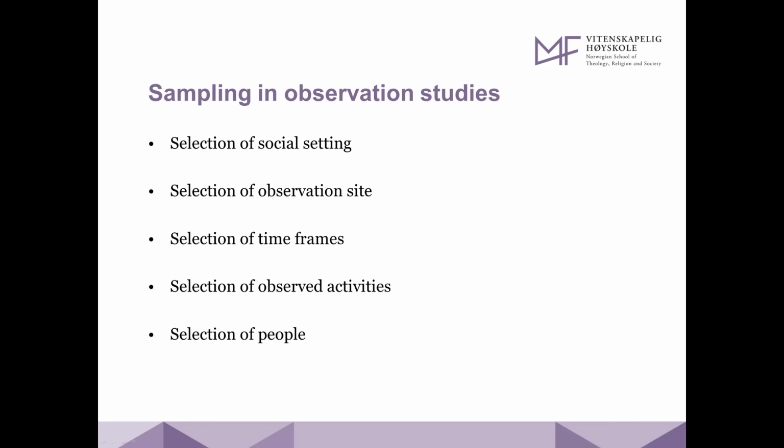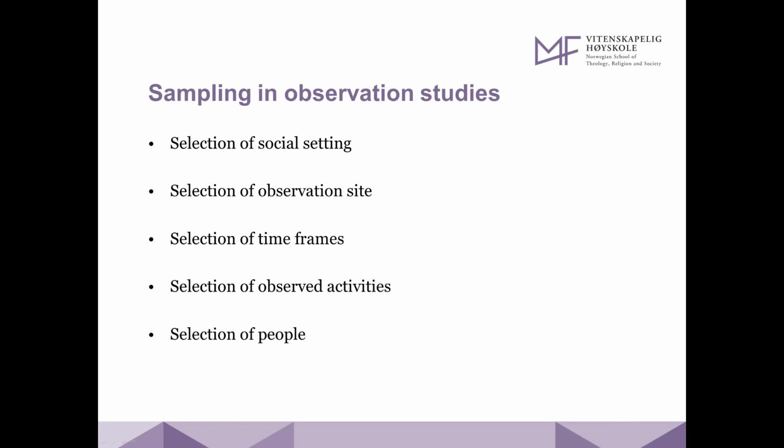But you also have to select the specific observation site. Which specific church will you observe? Which specific shelter for homeless people? Which specific youth club or refugee center will you conduct your observation? Will you do in one or several of these specific places? And the selection of social setting and observation site are usually done as you design the project. These things have to be in place before you actually start observing.